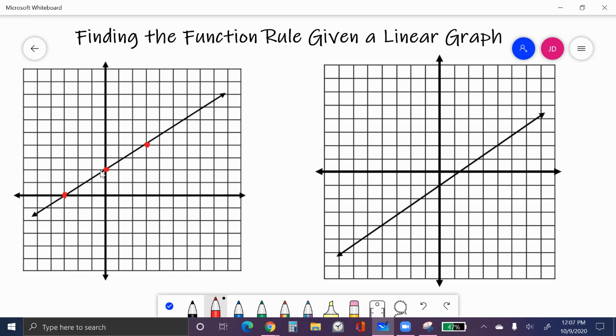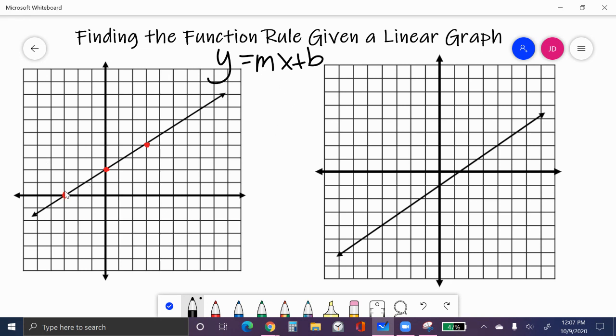All right, so using these points, we find the slope and the intercept. Now remember, our slope-intercept form, y equals mx plus b, right? The m is the slope. It's the rise over run. It's the change in y over the change in x. The b is the y-intercept. It's where it hits the y-axis. So let's try to look for the slope first of this line.